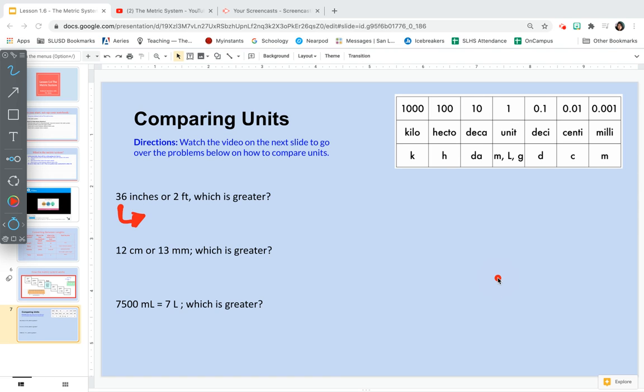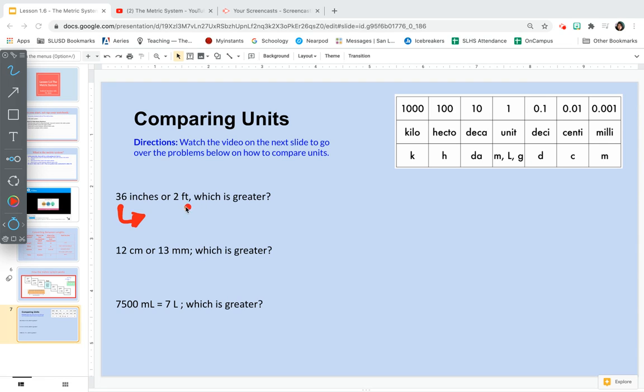All right. So in the last video, you learned about what the metric system is and how to convert between different units within the metric system. So in this video, we're going to talk about how to compare units within the metric system as well. But before we do that, let's do a problem where you're just converting or comparing units usually using the regular English system. So 36 inches or 2 feet, which is greater?